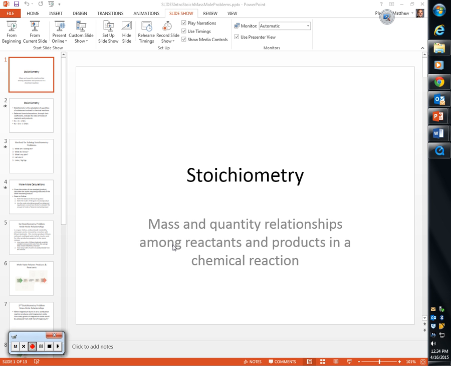Over the past 3 days, we have been talking about this idea of stoichiometry: the quantitative relationships among reactants and products. We talked about that chemical reaction. We start with reactants, we end up with products, and we talked about identifying those reactants and products early on in this unit. We talked about where the reactants and products are in the equation.